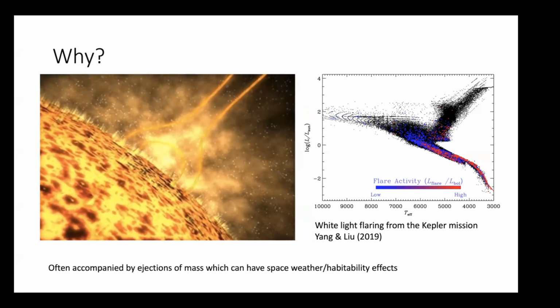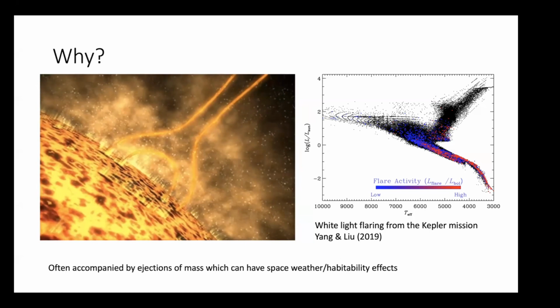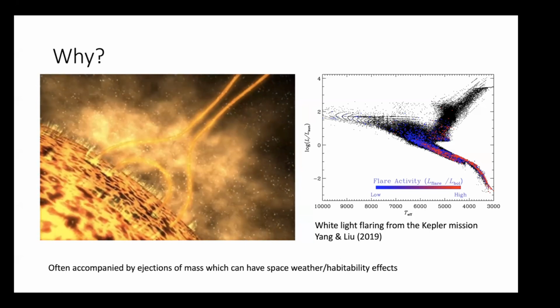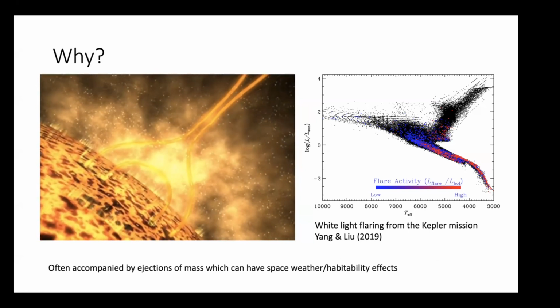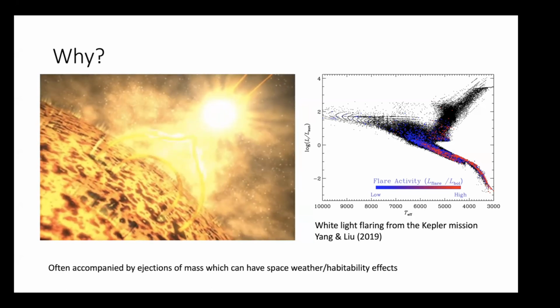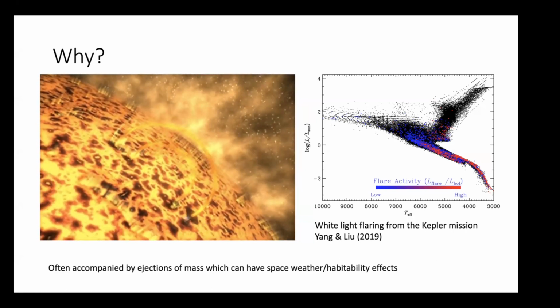These flares are often accompanied by ejections of mass, which can have space weather and habitability effects. And if I wait for just one more second, you can see the plasmoid lifting off into outer space.